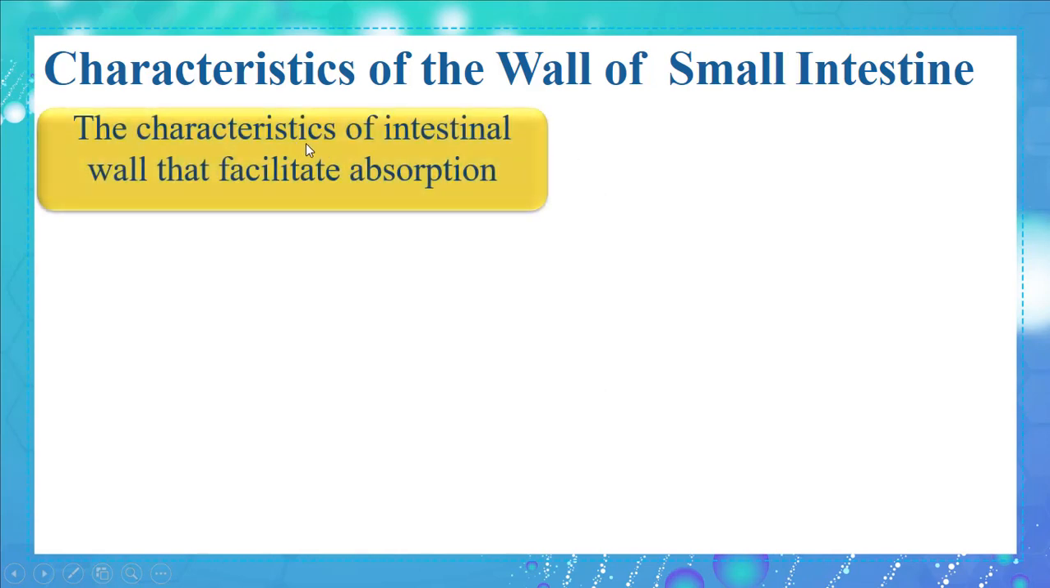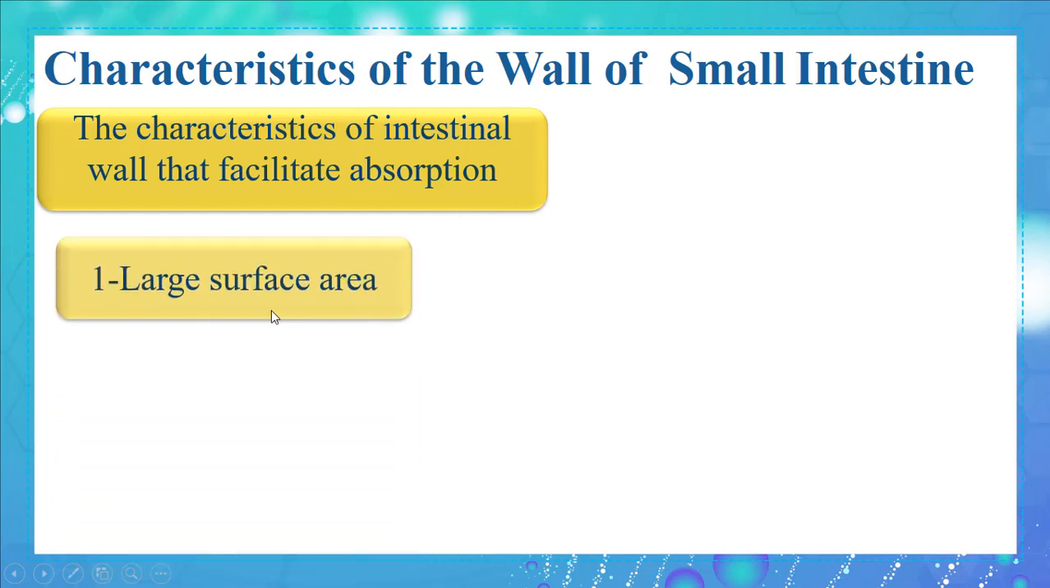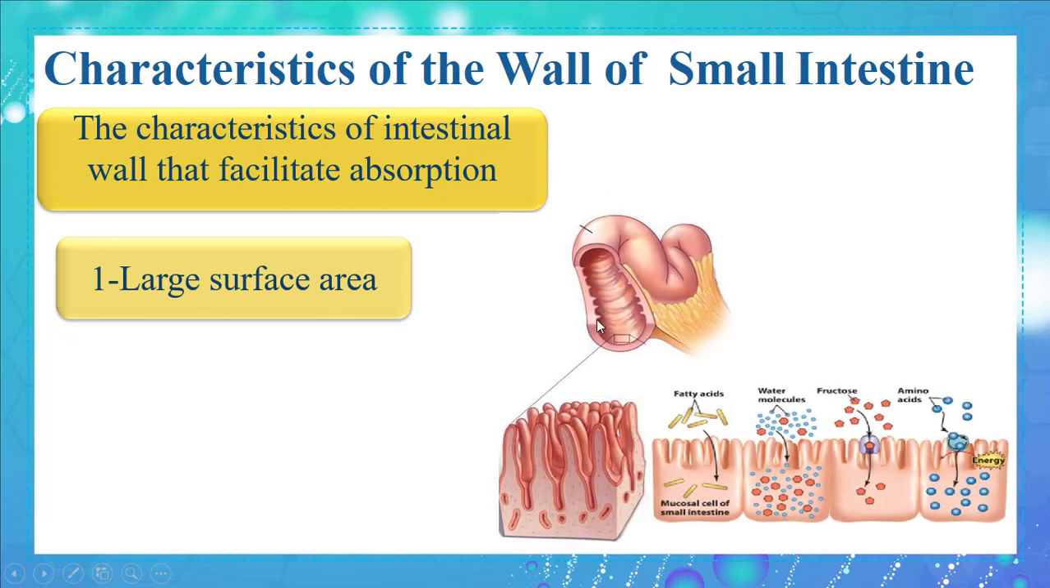What are the characteristics of the intestinal wall that facilitate absorption? First of all, we have the large surface area. What do we mean by surface area, and why is it large in the small intestine? When we study the surface area in the small intestine, we mean the surface that is in contact with the nutrients. In other words, it is the surface that the nutrients have to pass in order to be absorbed.